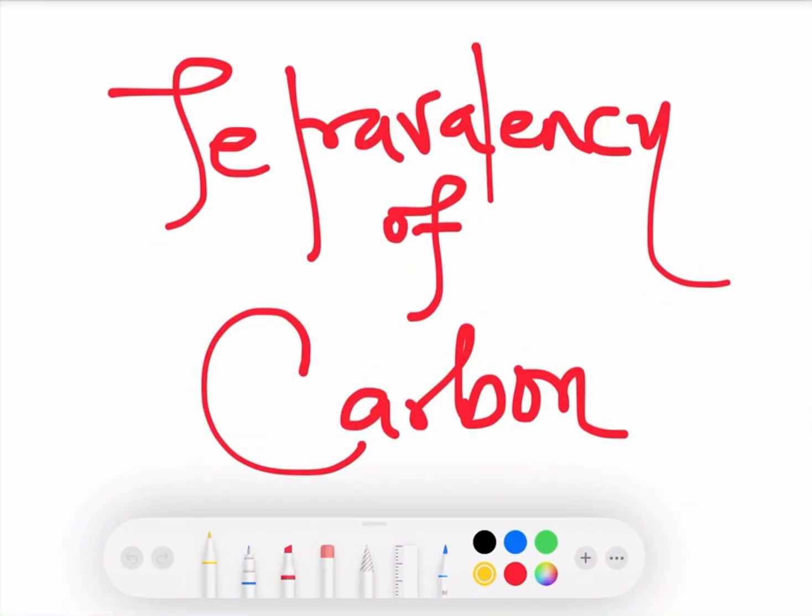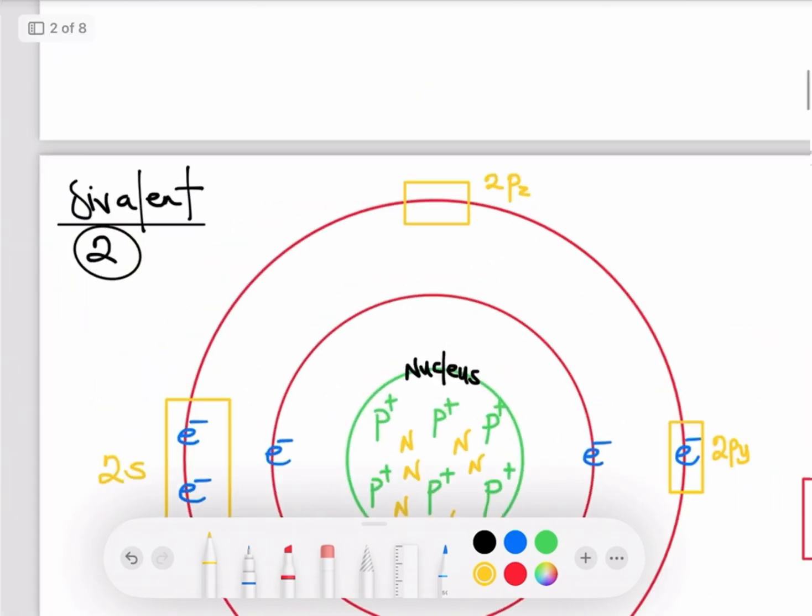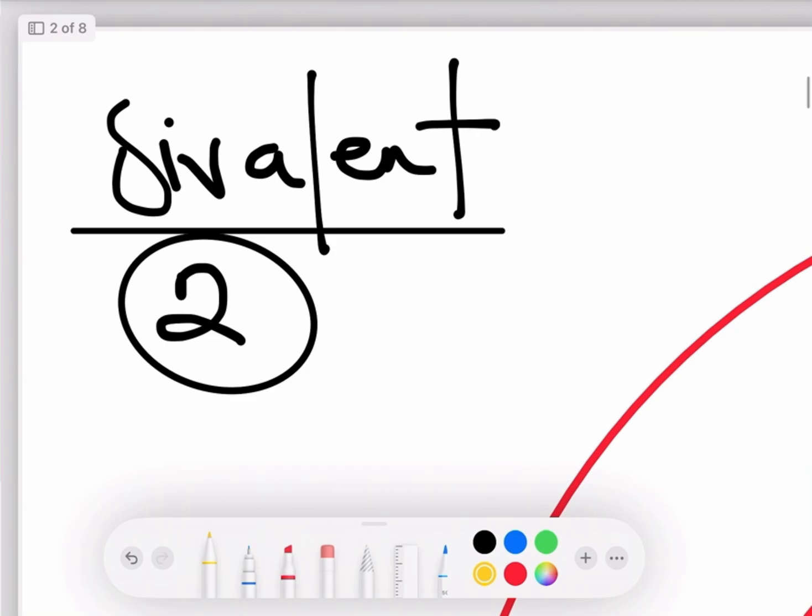Hey guys, in this video I'm going to be explaining the tetravalency of carbon. From that word tetravalency of carbon, what do you think it means? In the ground state, ideally, carbon is called divalent. Yep, that's the word. Why?